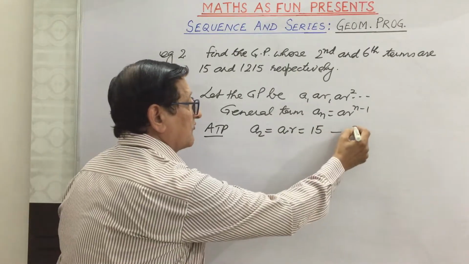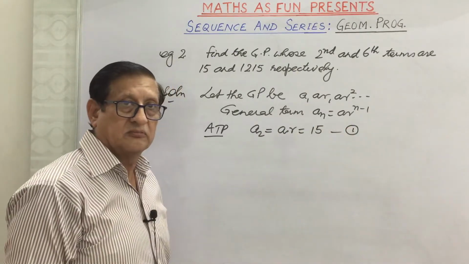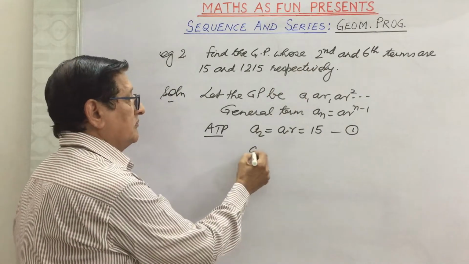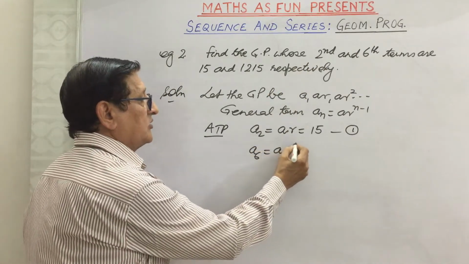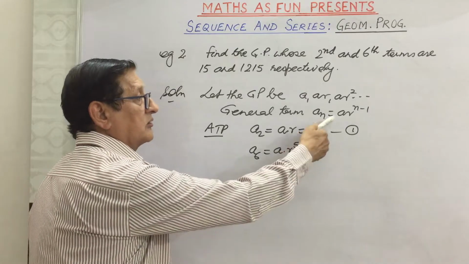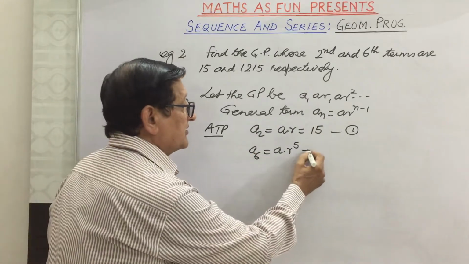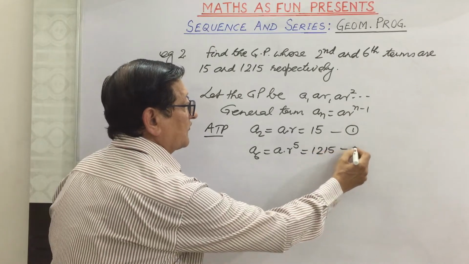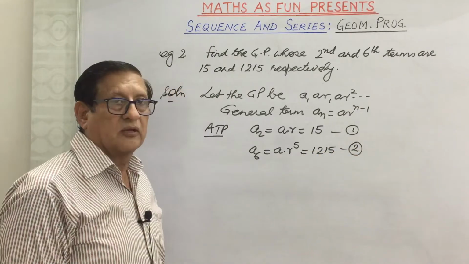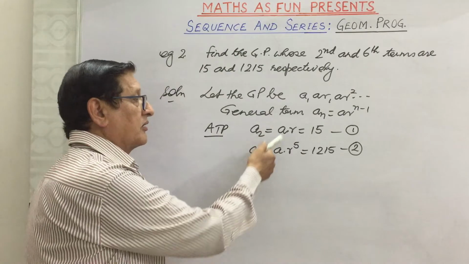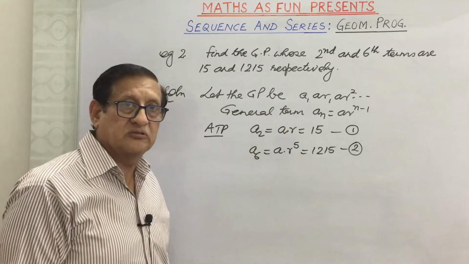So this becomes our first equation. The sixth term, that is A6, is A into R to the power 5 according to this formula of general term. That is equal to 1215. This becomes the second equation. We can find the values of A and R by solving these two equations.